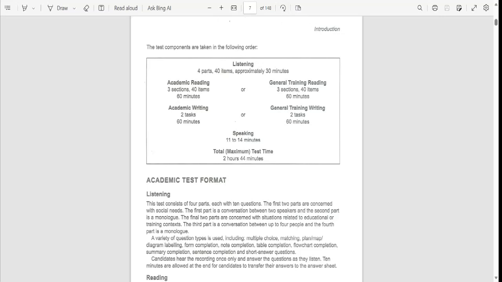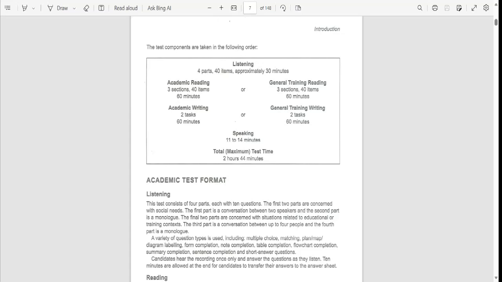After that, you're going to have the writing. The writing part has 2 tasks. Task 1 is a short task. In the academic module, it is about graphs and processes. You should know about the numbers, the graphs, how to calculate them, and this kind of thing. But in general training, task 1 is about writing a letter to an organization or a friend or something like that.